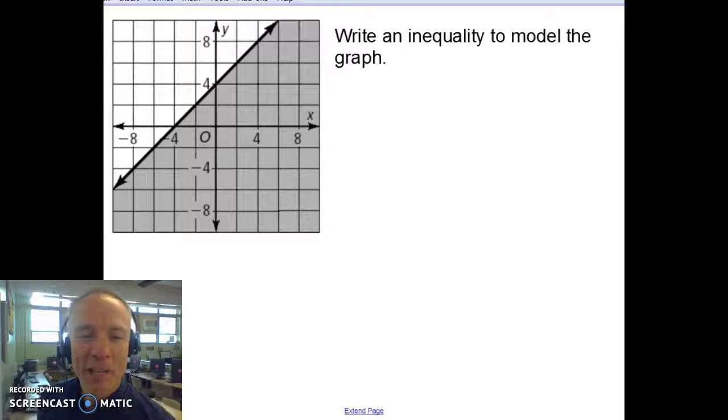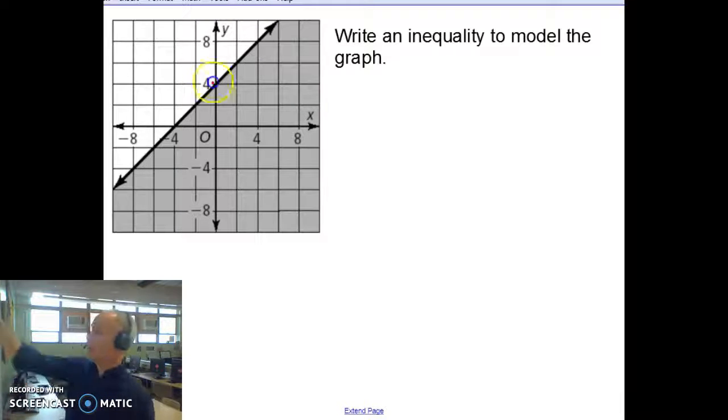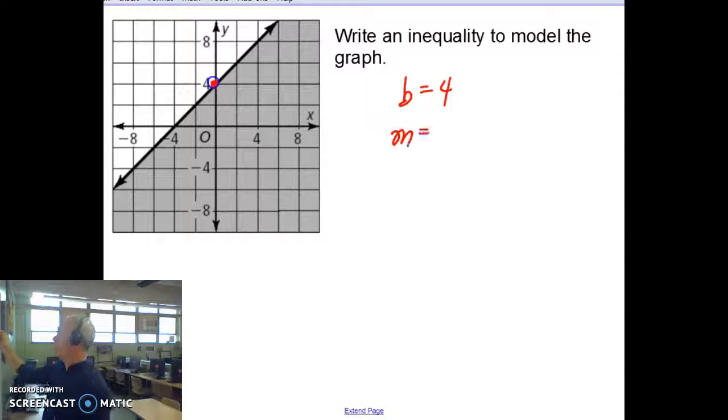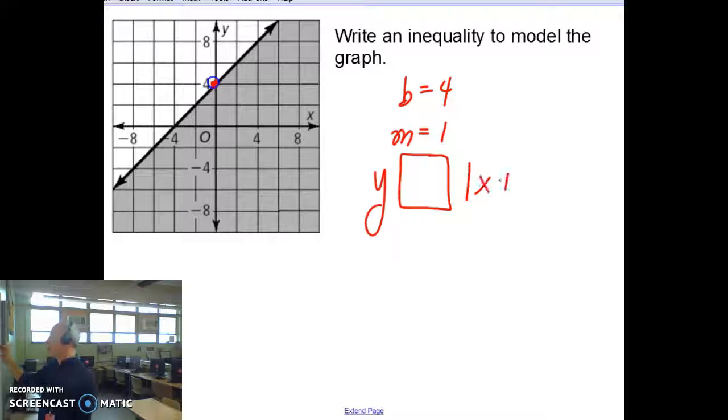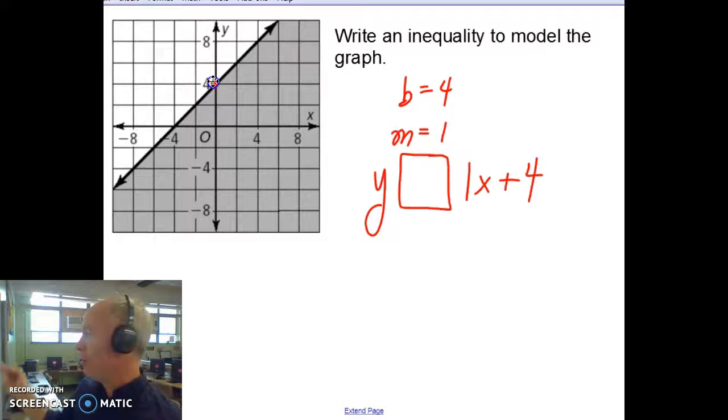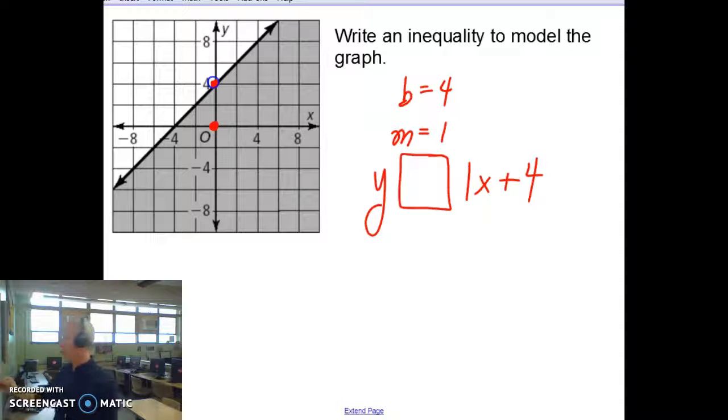Okay, now you're given a graph and you have to determine what the inequality is to model it. So we've got positive 4 as our y-intercept, and our slope is down 1 over 1. So our slope is a positive 1. Y equals, if this were an equation, it would be y equals, but it's not. It's an inequality, so we have to determine the sign. But let's first fill in what else we know. 1x plus 4. Next thing we have to figure out is 0, 0 looks like it's a part of the solution, yes? So you could use 0, 0 to figure this out.